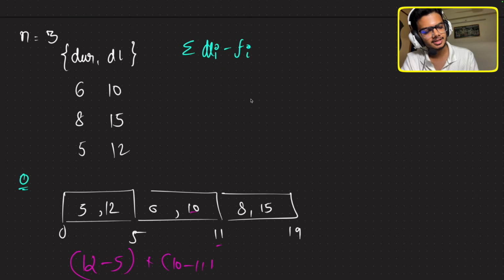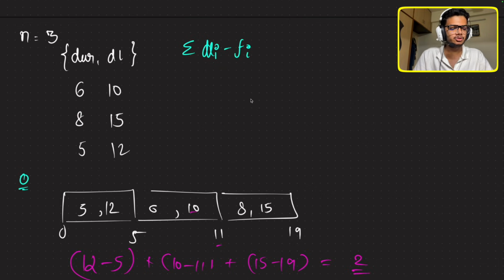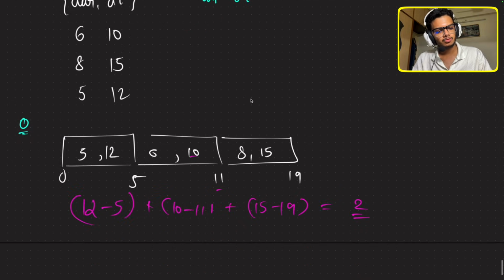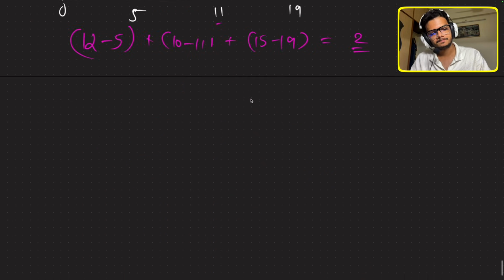And for the last guy, we are going to incur a negative reward here as well, right? The deadline was 15, but it ended at 19. So 15 minus 19. So this is minus 1 and this is minus 4. So all in all 7 minus 5, so 2. So 2 is the optimal reward here, right? So you cannot do better than this. Let's move on to discuss the approaches then.